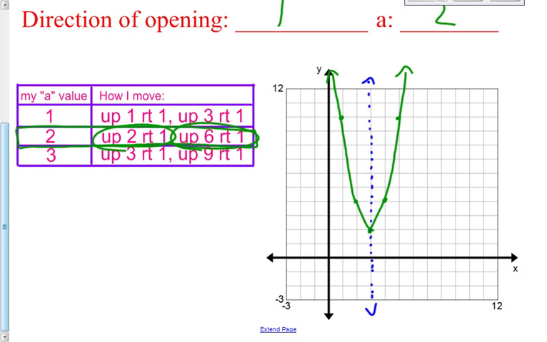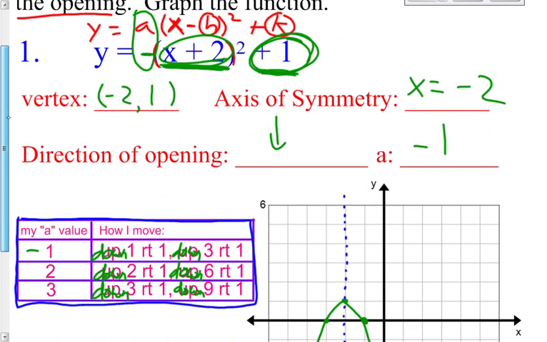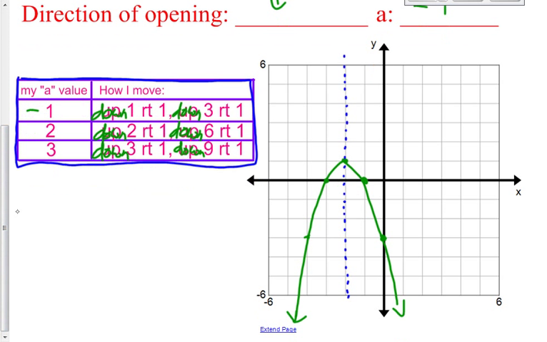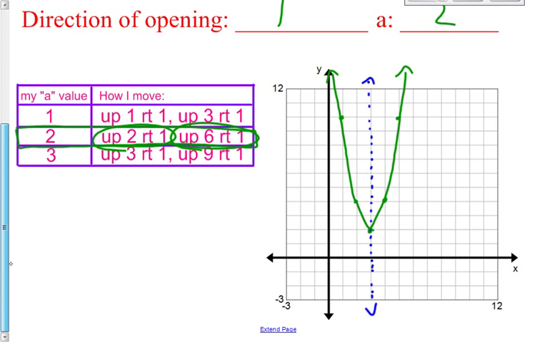As you can see, class, when your a value went from 1, which this one I guess was a negative 1, but the absolute value being 1, you have a parabola that looks like this. When it goes up a value, so 2, we have a skinnier parabola. This one is quite a bit skinnier than our last one.